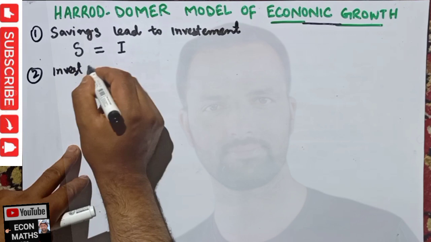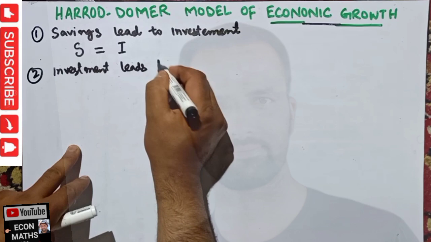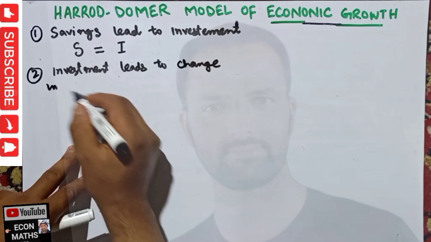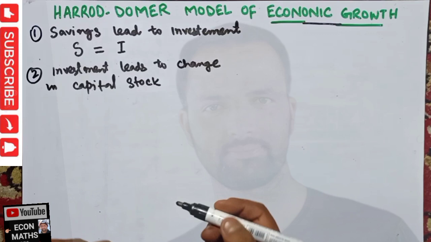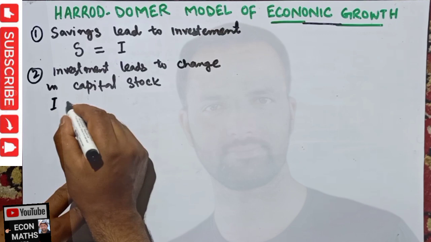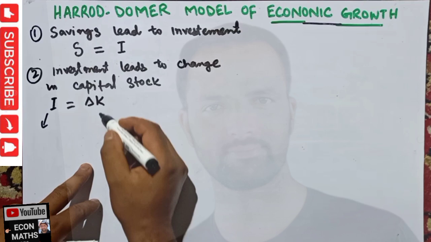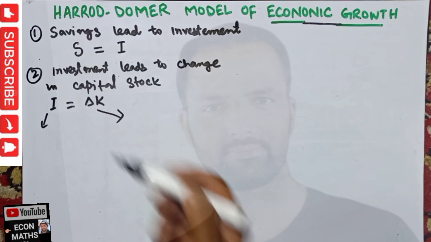investment leads to change in capital stock. Now, what does this mean? It simply means, let us say we denote investment by I, I is equal to del K. This I is the investment and this del K is the change in capital stock. It is simply saying whatever we invested leads to change in our capital stock.